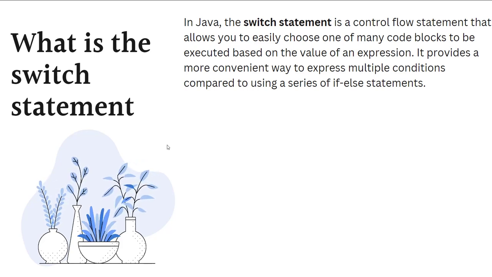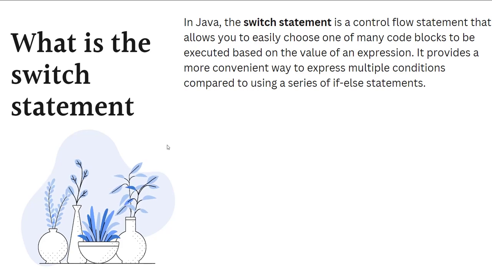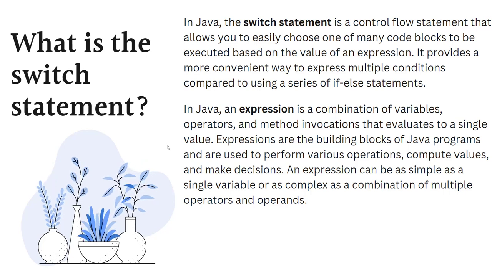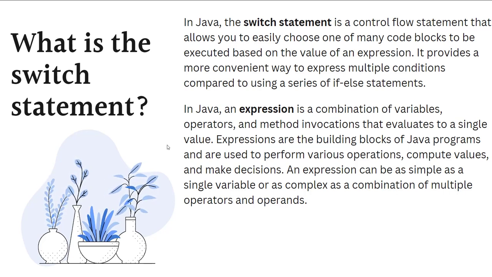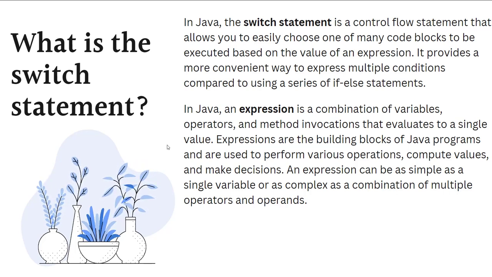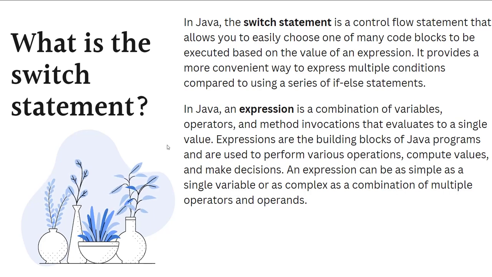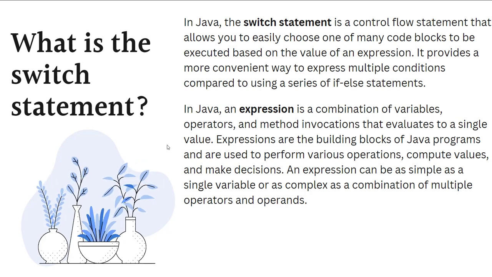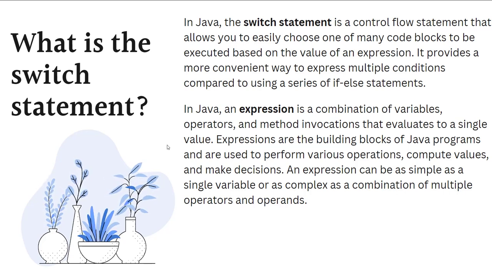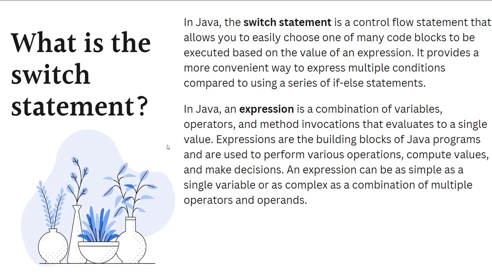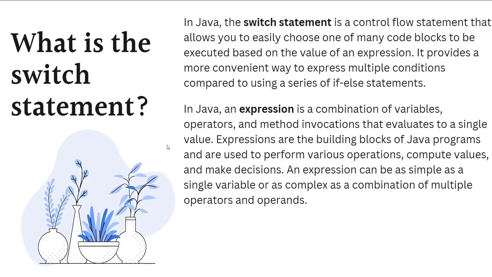But what is an expression? I talked a little bit about an expression, but let's see a more detailed definition. In Java, an expression is a combination of variables, operators, and method invocations. We'll see what methods are later in the course. Method invocations that evaluate to a single value. Expressions are the building blocks of Java programs and are used to perform various operations, compute values, and make decisions. An expression can be as simple as a single variable or as complex as a combination of multiple operators and operands.